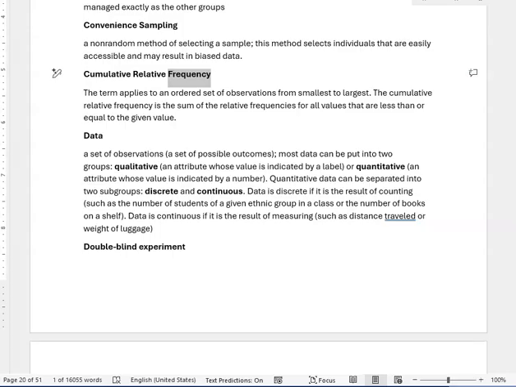Cumulative relative frequency. The term applies to an ordered set of observations from smallest to largest. The cumulative relative frequency is the sum of the relative frequencies for all values that are less than or equal to the given value. Data.